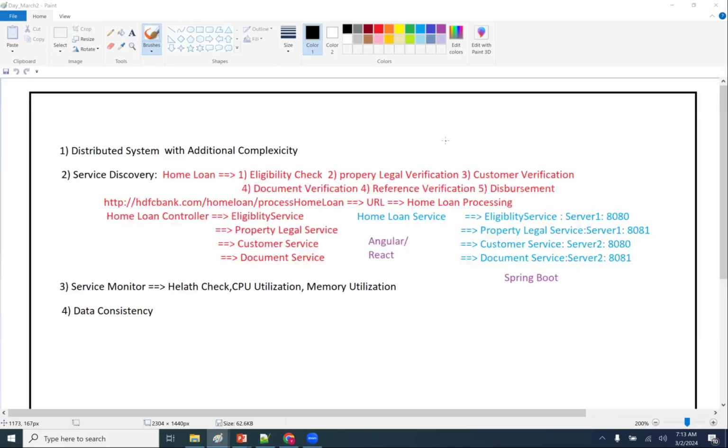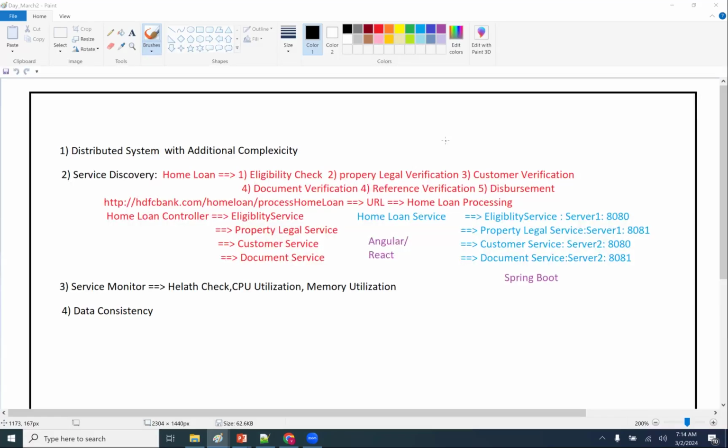So take a front end, say the home loan front end in Angular or React, and all our business logic in Spring Boot. Whenever there is a change in that particular microservice, do we need to update the front end? Definitely we need to update the front end, but it becomes a tightly coupled architecture, front end and back end tightly coupled. The service we need to discover, so service discovery is another pattern.